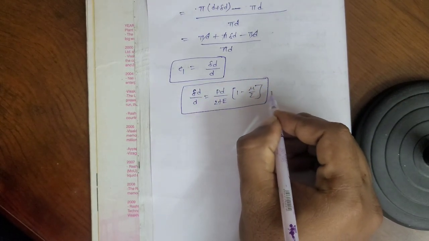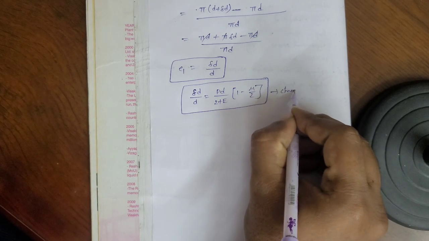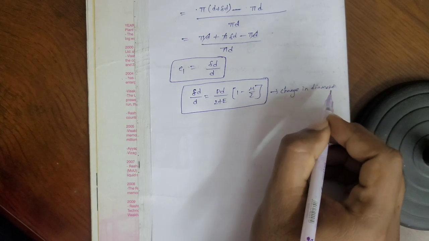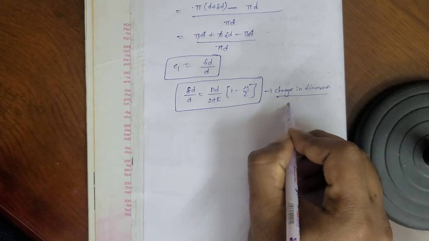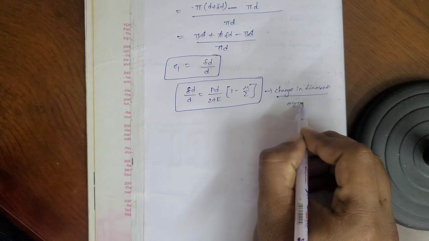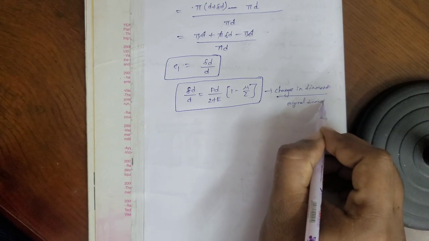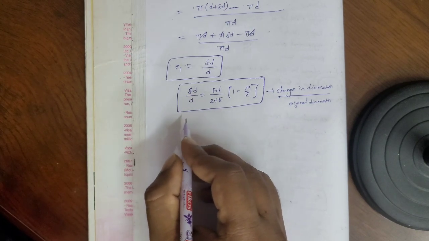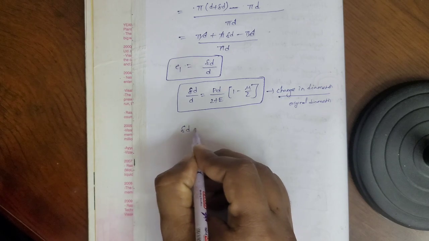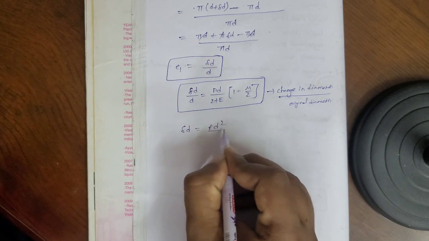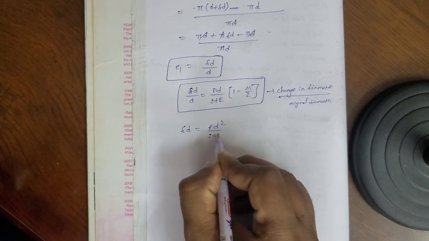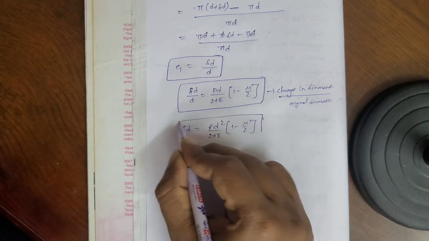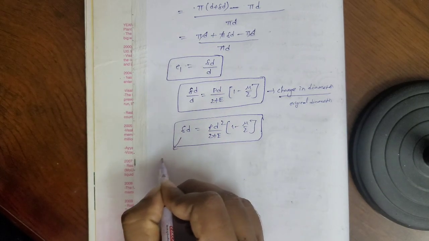So this is called the change in diameter by original diameter. This is called the circumferential strain, delta d by d. If we want the change in diameter, delta d is equal to PD square by 2TE into 1 minus mu by 2. So this is the formula for change in diameter.